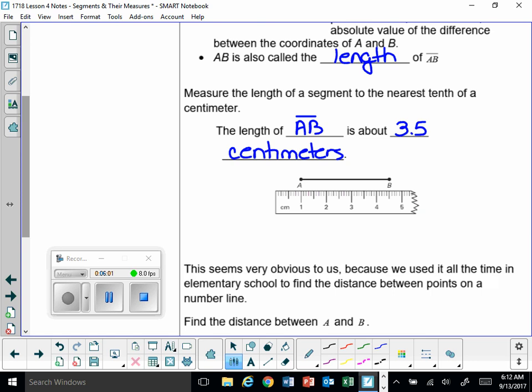So let's look at this using the formula. The length of AB is the absolute value. The coordinate for A is 1, minus the coordinate for B is 4.5, which would be the absolute value of negative 3.5, which is positive 3.5.